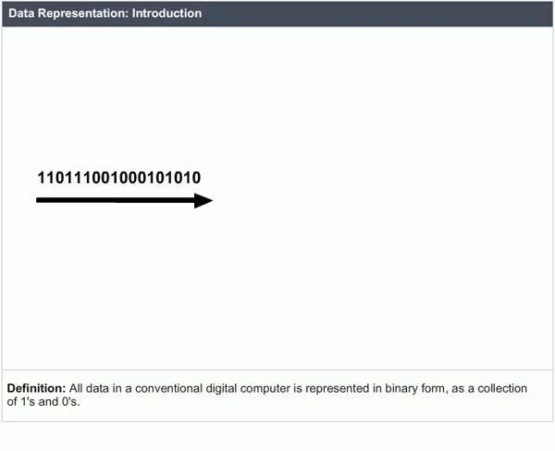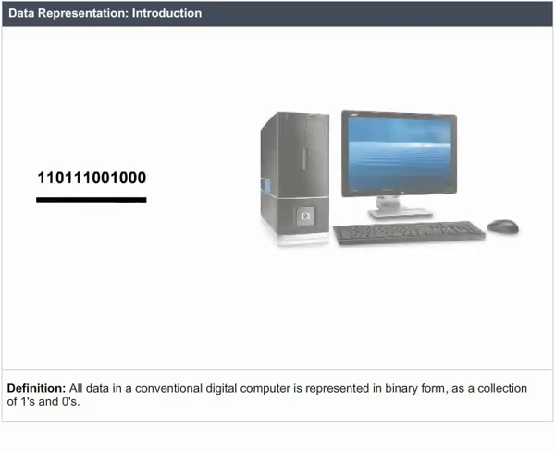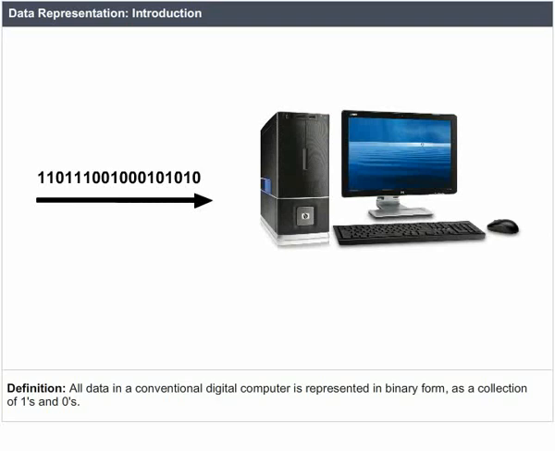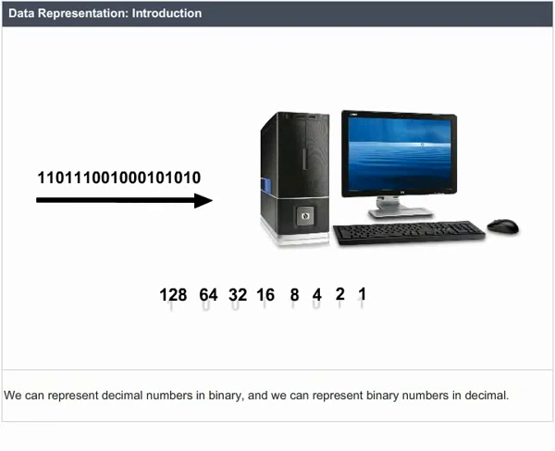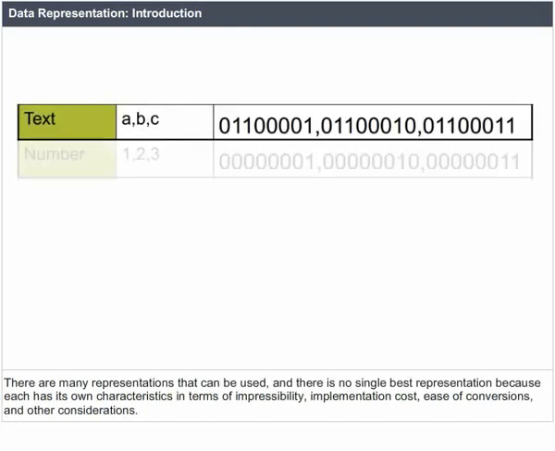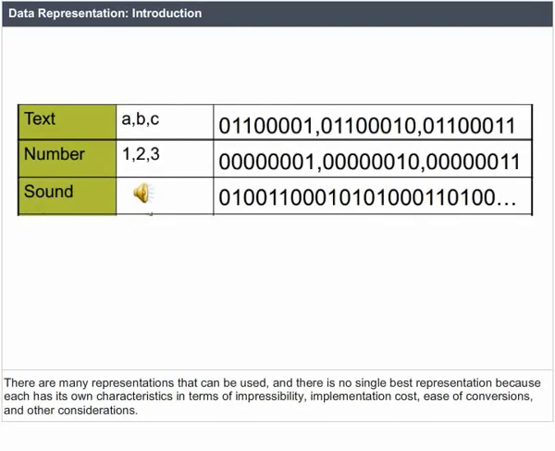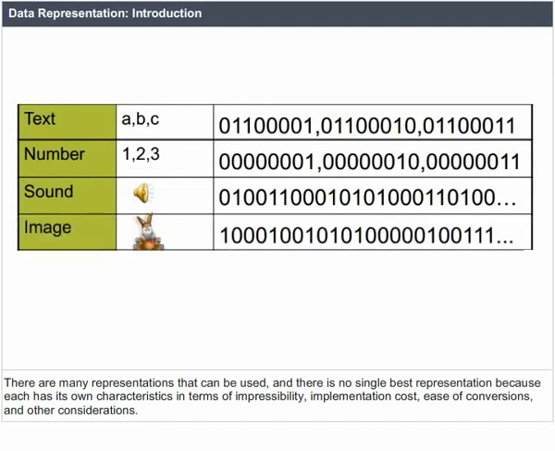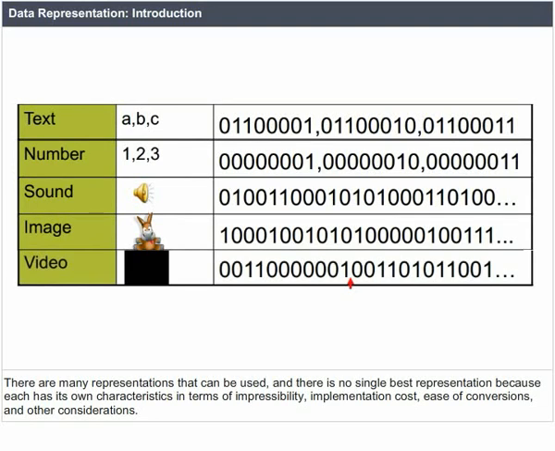Data representation. Introduction. All data in a conventional digital computer is represented in binary form as a collection of ones and zeros. We can represent decimal numbers in binary and we can represent binary numbers in decimal. There are many representations that can be used, and there is no single best representation because each has its own characteristics in terms of expressibility, implementation cost, ease of conversions, and other considerations.